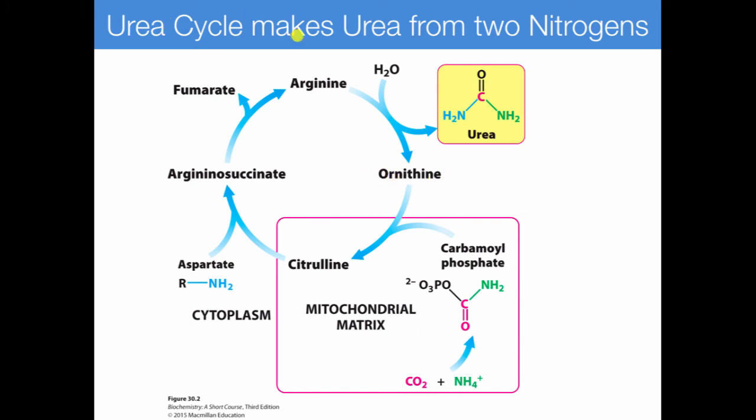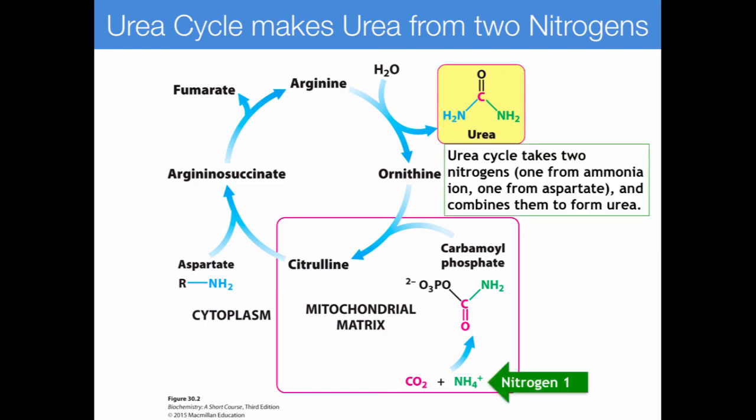Now, the urea cycle is a process that can take two nitrogens, combine them together, and make urea, which you can see right here. And the two nitrogens come from different locations. The first one is the ammonia nitrogen, the ammonium ion that we just talked about, the one that will come off the glutamate that the liver has collected using the glutamate dehydrogenase. And then the second nitrogen comes from the aspartate shuttle that we'll discuss a little bit later, that is replenished via the TCA cycle.